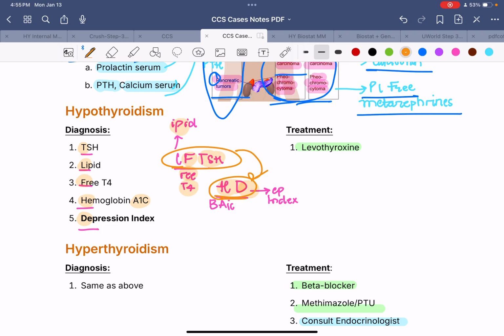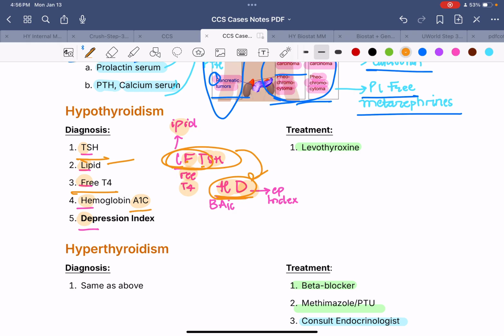So what does LFT stand for? One is lipid profile, because hypothyroidism can cause lipid abnormalities. Next off is free T4 and TSH. Of course, the two basic tests of thyroid, free T4 and TSH, will stand for F for free T4, T for TSH. Next off, we have HD.